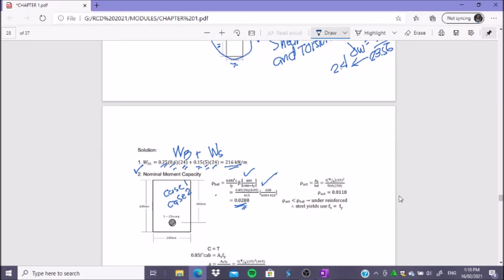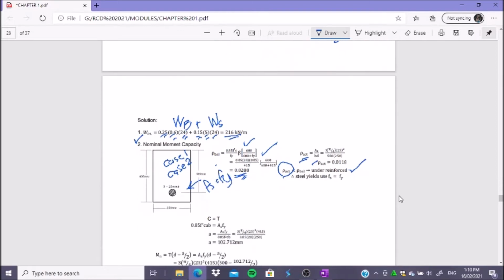So our actual rho, rho actual, is 0.0118, and we compare: rho actual is less than rho balance. That means it is under-reinforced, so it will not reach rho balance. Under-reinforced means it will yield, so you can use Fs equal to Fy.